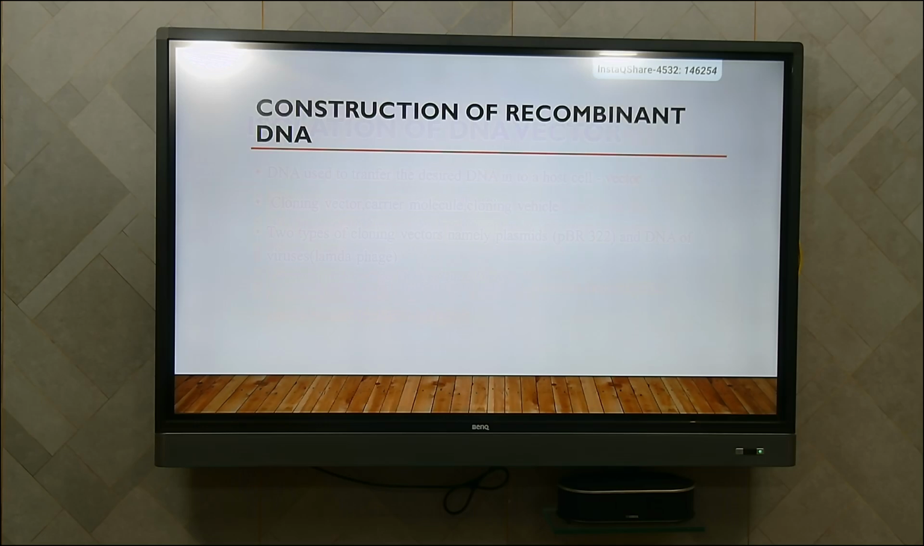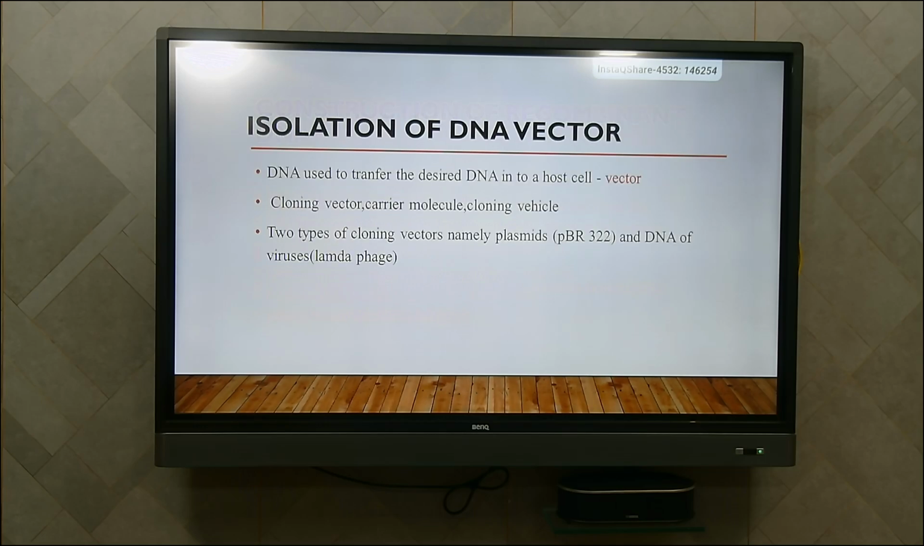Now let us discuss isolation of DNA vector. The DNA used to transfer the desired DNA into a host cell or organism is known as a vector. This vector is also known as a cloning vector, carrier molecule, or cloning vehicle. There are two types of cloning vectors, namely plasmids and DNA of viruses.